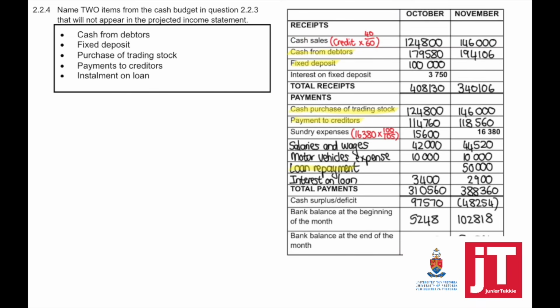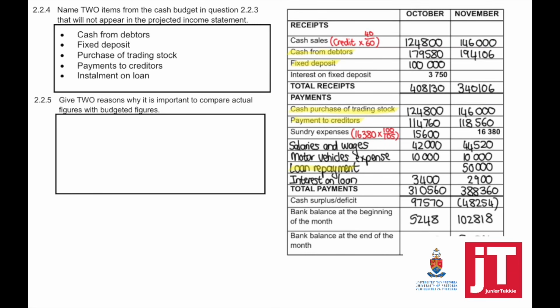I think to avoid confusion, let's rather say cash sales will appear in your projected income statement. Credit sales will also appear in your projected income statement. It is your total sales. So let's take, for example, if the business has no credit sales, everything is cash, then it means what is in the cash budget, cash sales, will also appear in your projected income statement.